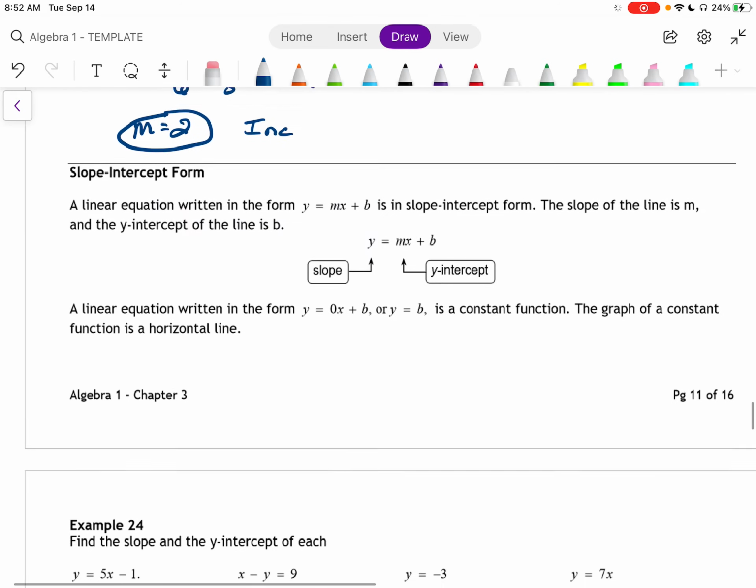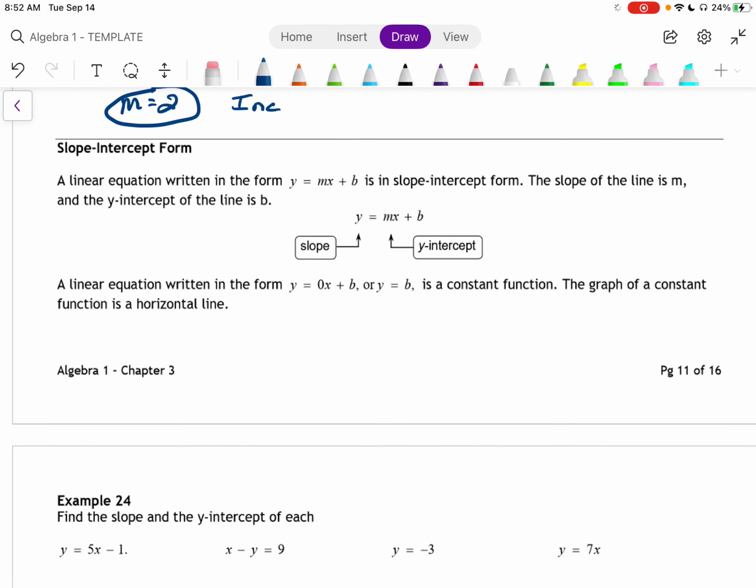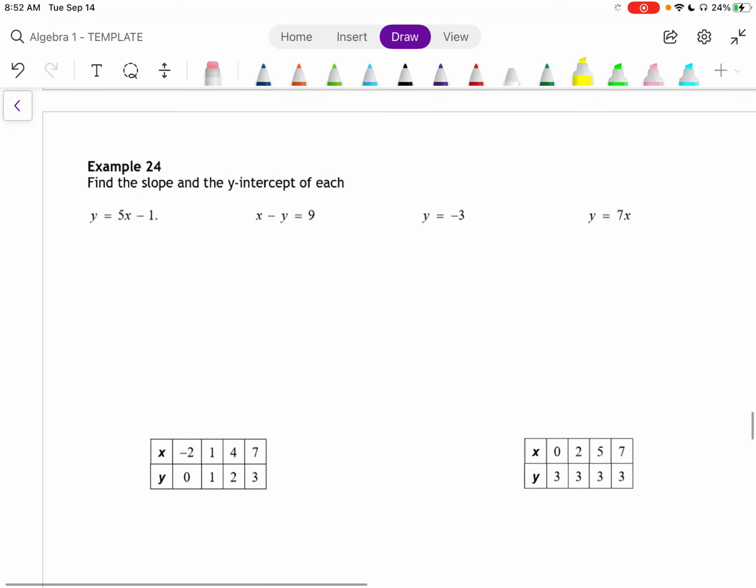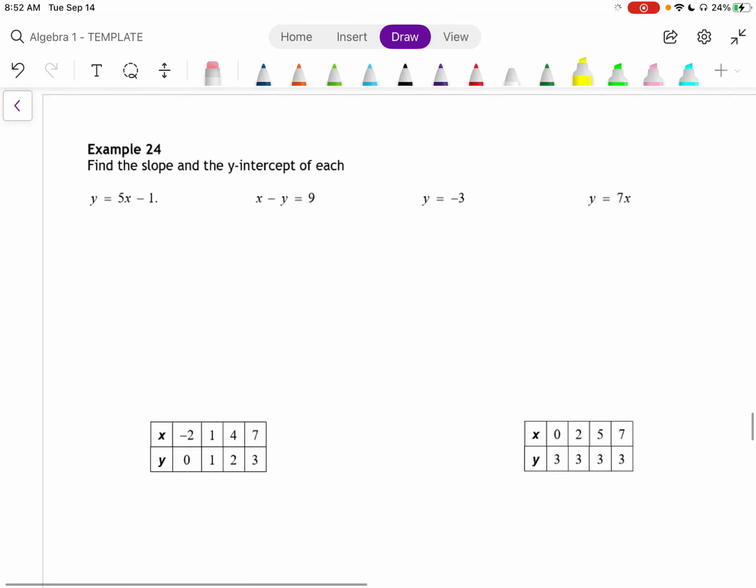All right, slope-intercept form. A linear equation written in the form y equals mx plus b is in slope-intercept form. The slope is m, and the y-intercept is b. A linear equation written in the form y equals 0x plus b, or y equals b, right? This is the same thing as what was in our yesterday's notes, a constant function. The graph of a constant function is a horizontal line. So here we want to find the slope and the y-intercept of each.